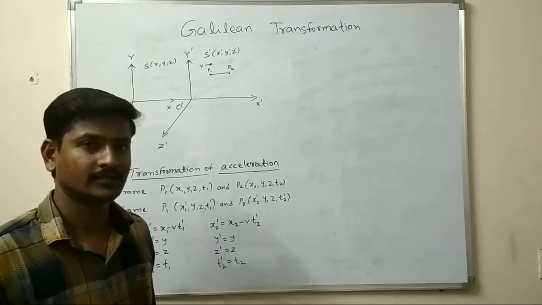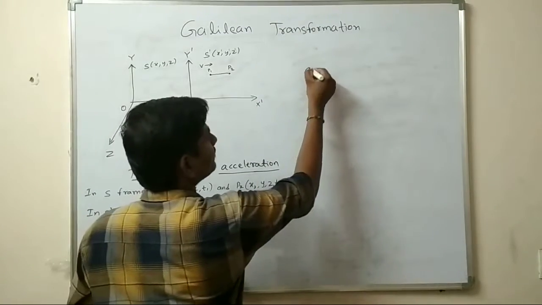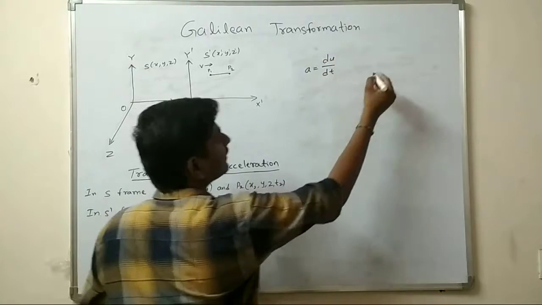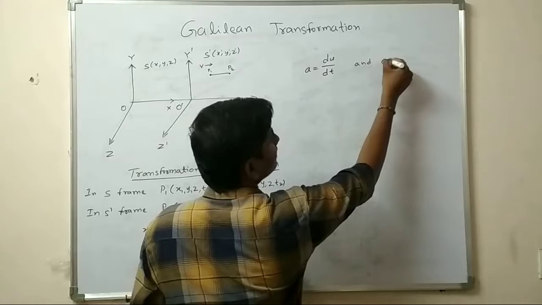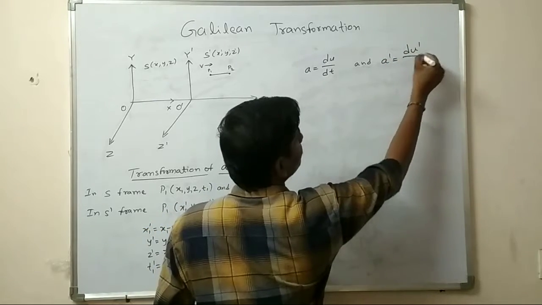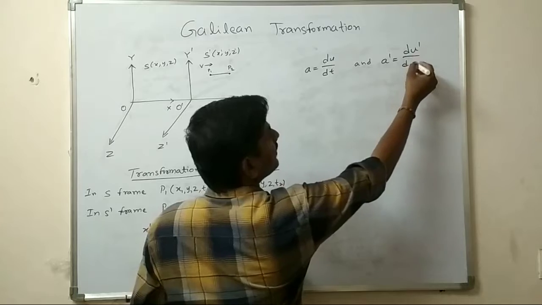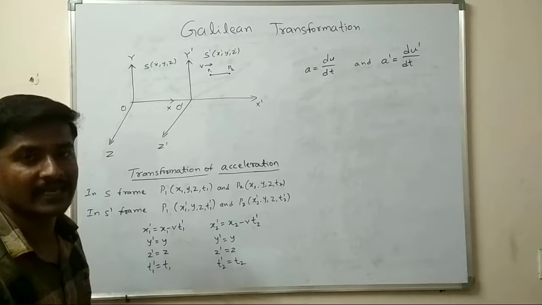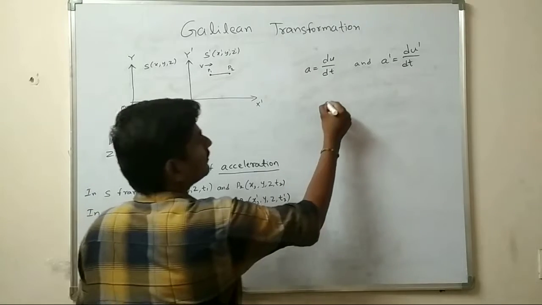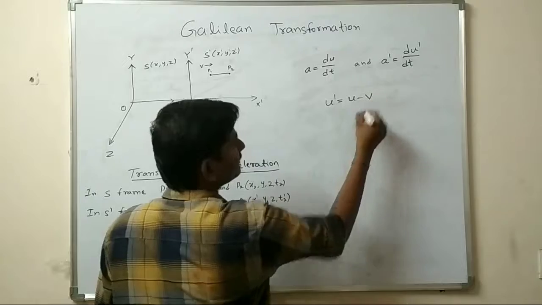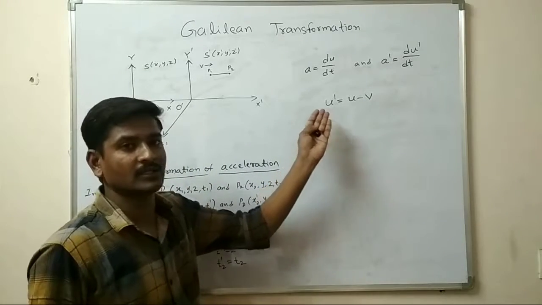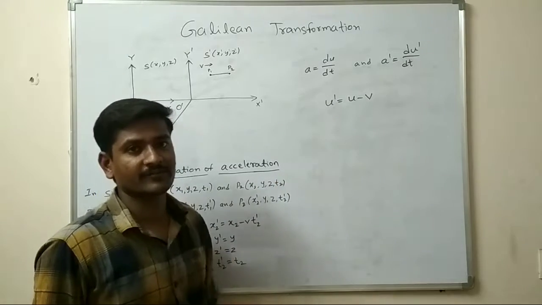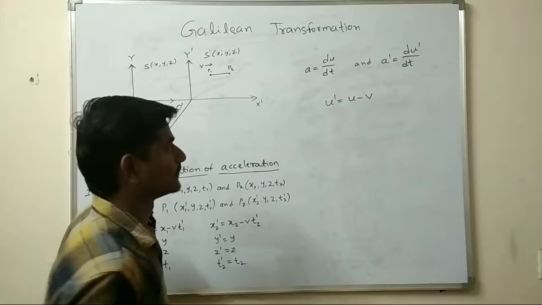What about acceleration? Let us say that a is the acceleration of the particle in the s frame, which is equal to du divided by dt, and a dash is the acceleration of the particle in the s dash frame, which is equal to du dash divided by dt. From the transformation of velocity in the Galilean transformation, we got the equation u dash is equal to u minus v, where u dash is the velocity of the particle as measured from the s dash frame, and u is the velocity of the particle as measured in the s frame.